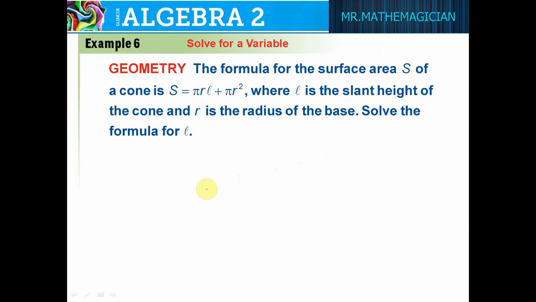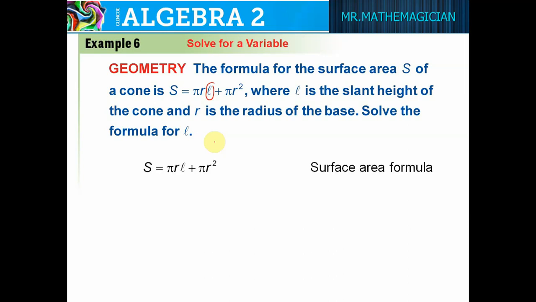Now the formula for the surface area S of a cone is S equals pi r L plus pi r squared, where L is the slant height of the cone and r is the radius of the base. Solve the formula for L. Solve for L means we need this L to be alone. We need the whole problem to be L equals, instead of S equals. Very easy. Just imagine that this L is x and try to solve for L.